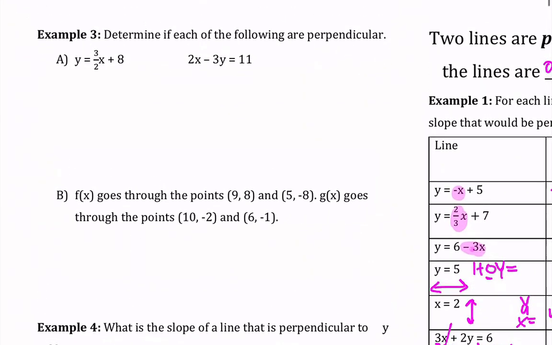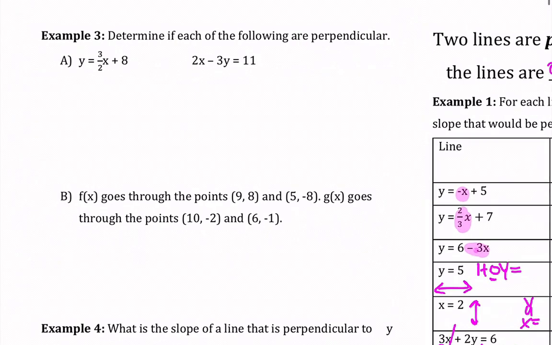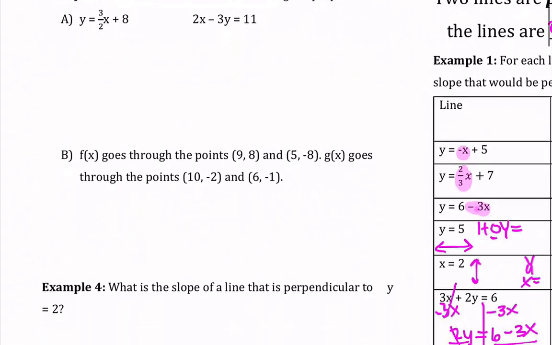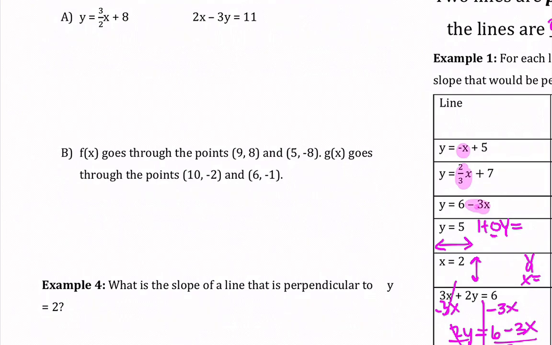Okay, on example 3, we're going to determine if each of the following are perpendicular. So to tell if these two equations are perpendicular, we have to compare their slopes. So on the first equation given, lucky us, y is by itself, so it's very easy to identify slope. Just look at the number by x. Unfortunately, on the next equation, we're going to have to solve for y. So I'm going to do that by taking away 2 x's from both sides.